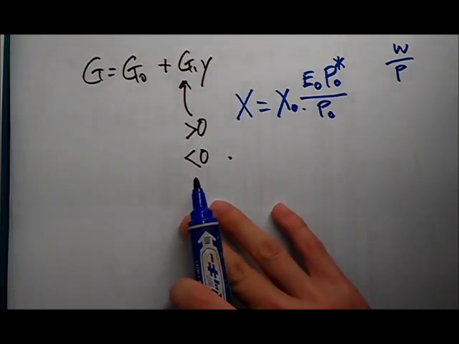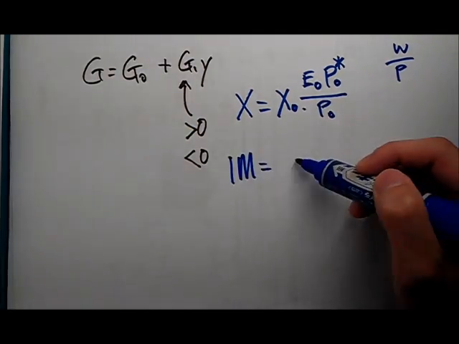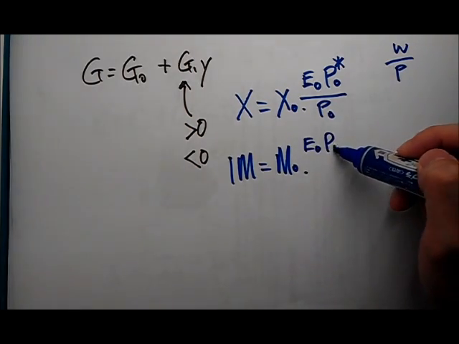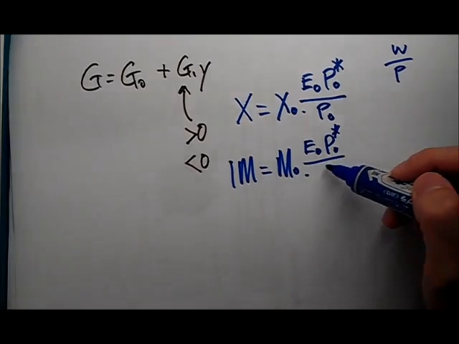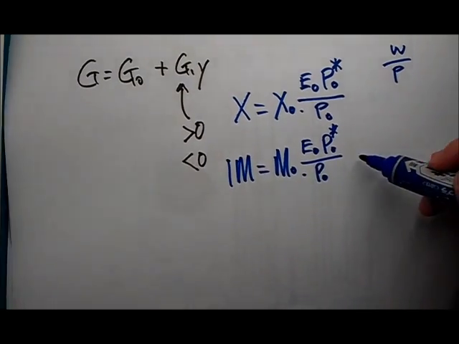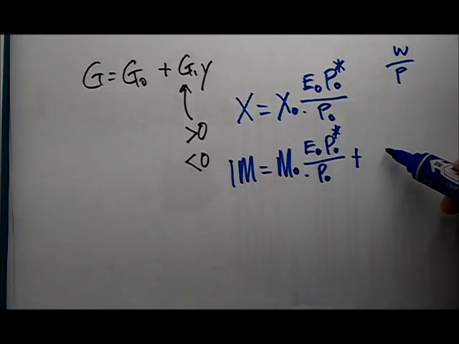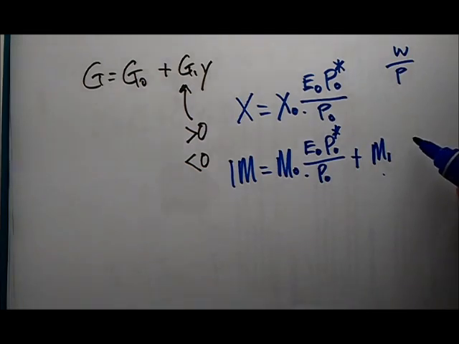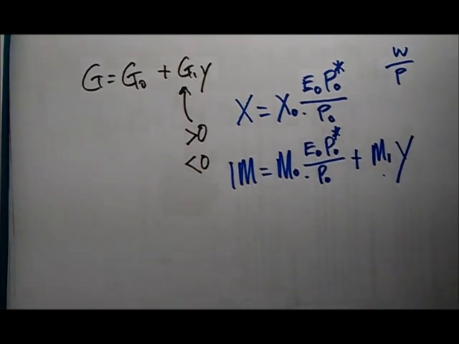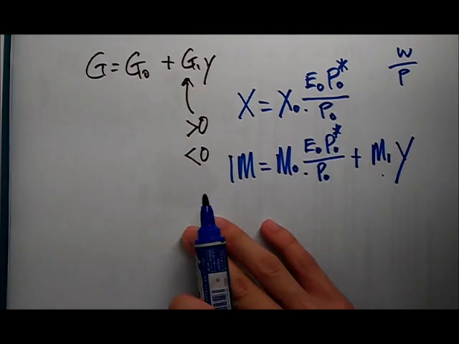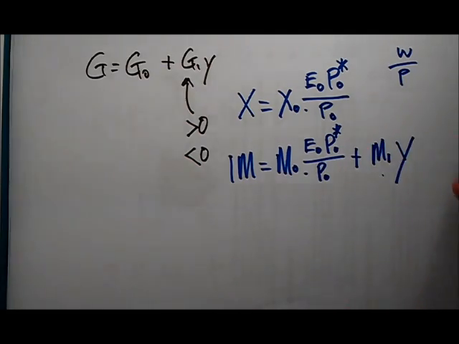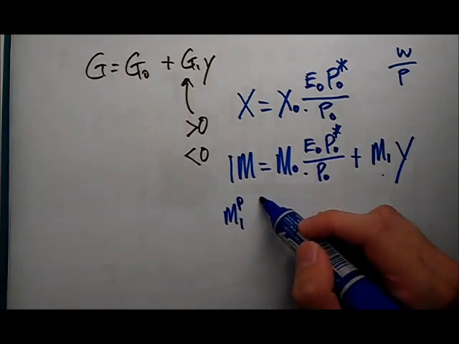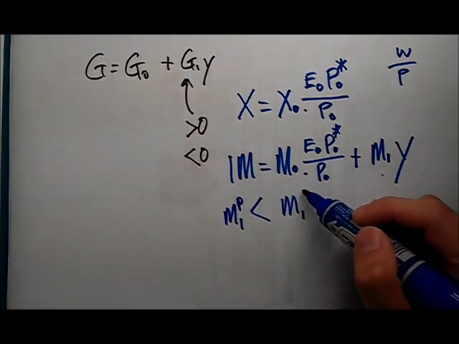As for imports, same thing. It's going to be M0, M naught multiplied by E naught, P star naught divided by P naught. And you have to add one portion of that, which is the M1, the marginal propensity to import, multiplied by income. If the question is going to talk about inequality in the economy, usually the marginal propensity to import for the poor will be lesser than the marginal propensity to import by the rich.